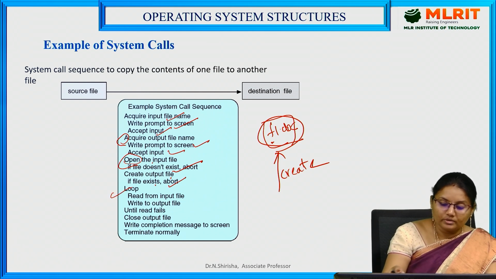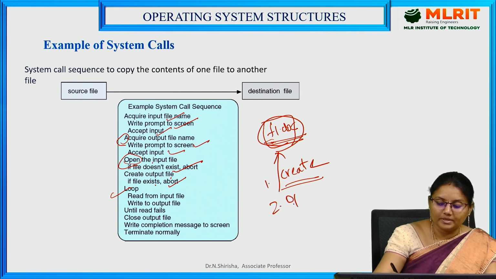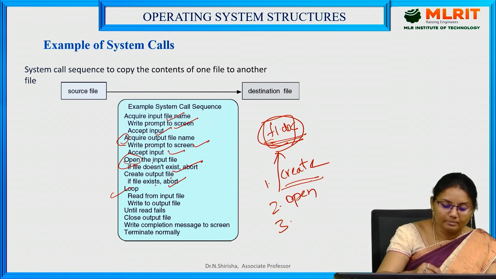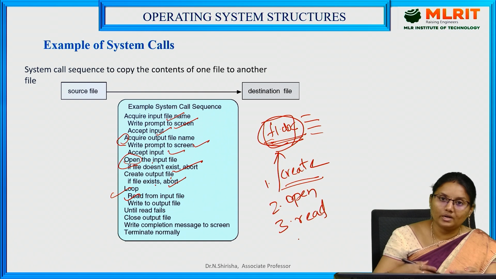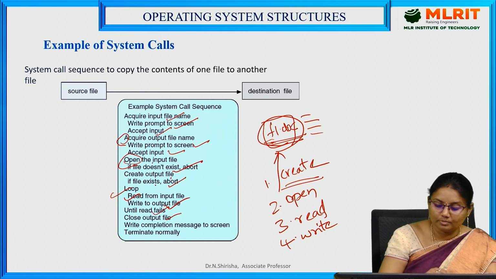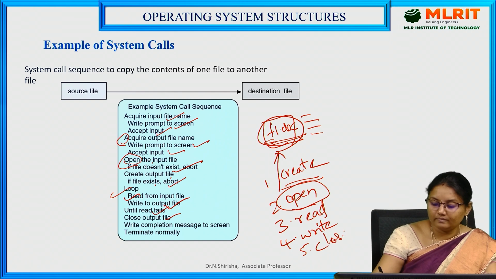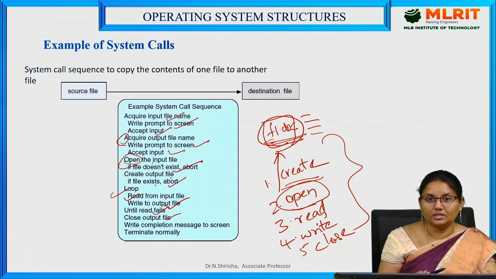Then loop. Now you have a file, you have created it. After creation, you have to open it. Once you open it, you can perform a read from the input file. If there is content in this, you perform a read operation. Otherwise, if you want to edit or append some text, then you can perform a write operation also. There's a write to the output. Until read fails, close the output file. Once you have opened it, finally you have to save it and close it. For all these operations, how they are performed is by using system calls only.